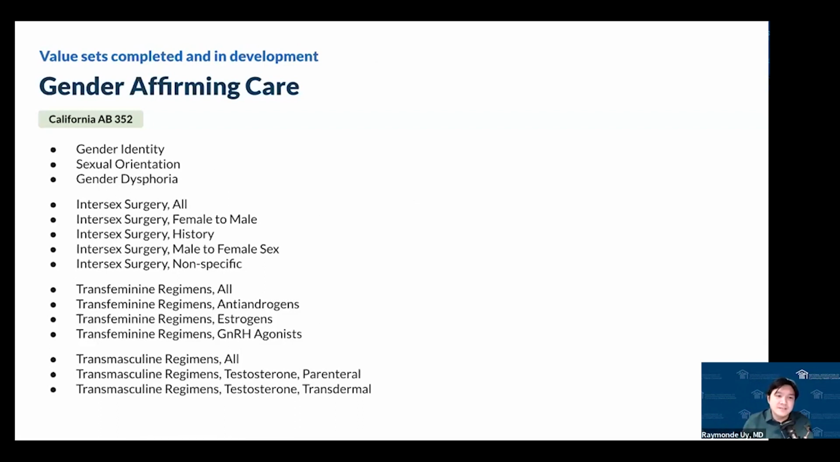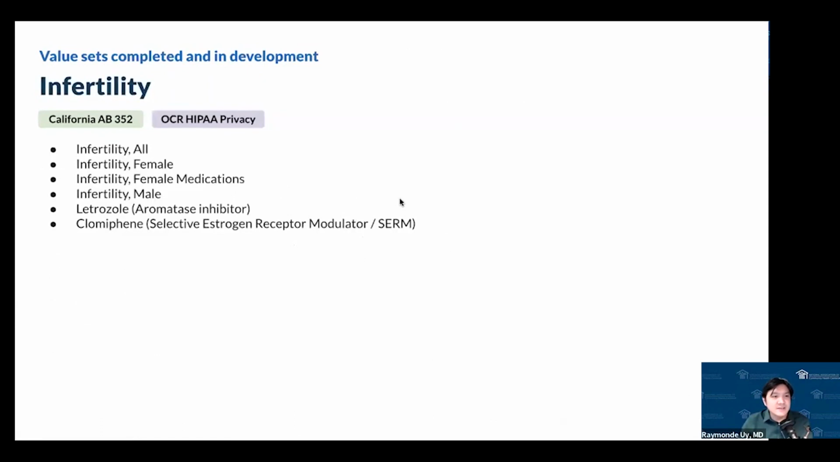You'll see the intersex surgery was included. These are procedures for both female to male and male to female, and also the basic medications on practice guidelines for transfeminine or transmasculine management. On the next slide, you will see contraception.